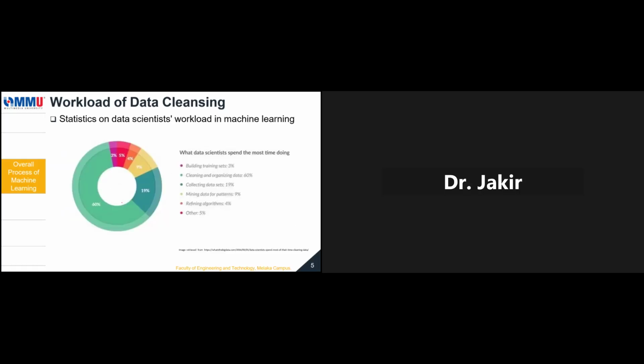For your information, what do data scientists spend the most time doing? It is not creating a model; it is actually the data pre-processing part. You see here, it is clearly written here.